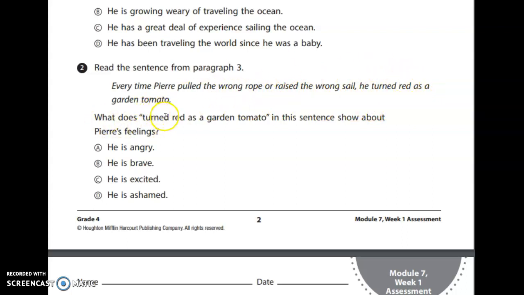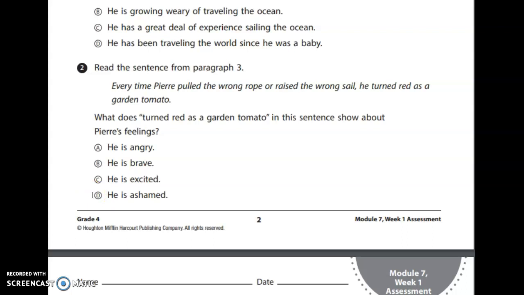So what does turned as red as a garden tomato in this sentence show us about Pierre's feelings? What does the simile tell us about his feelings? A, he is angry. If you think that's the answer, you're going to stand up. B, he is brave. If you think B is the answer, you are going to sit in a chair. C, he is excited. If you think C is the answer, you're going to sit on the floor. Or D, he is ashamed. If you think D is the answer, you're going to tap your fingertips together.